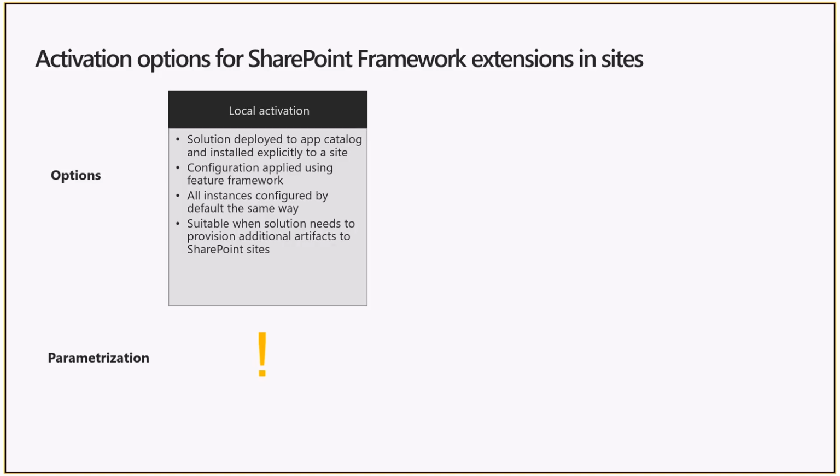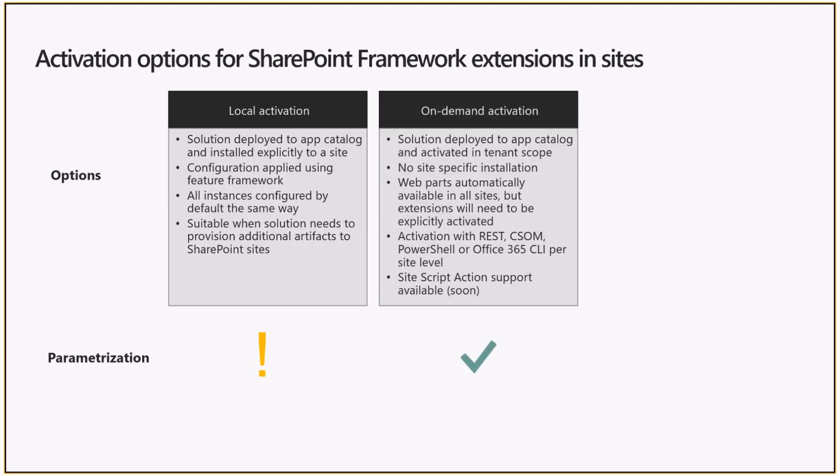The second option is then the on-demand activation. This is a terminology which we're, by the way, introducing in this webcast. On-demand activation basically means that your solution is deployed to the app catalog and activated in a tenant scope. So inside your package solution JSON file, you have configured your solution as available in a tenant scope. That means there's no site-specific installation. If a person goes to add an app in a site, your solution is not visible to be installed at the site level.